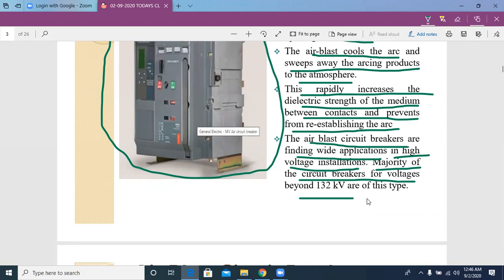Okay. So students, once again I repeat. So why is the arc extinguished in air blast circuit breaker?